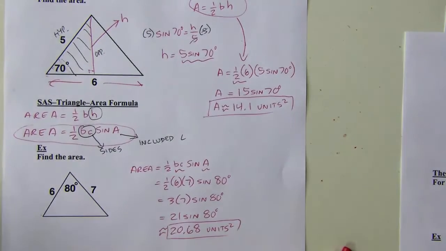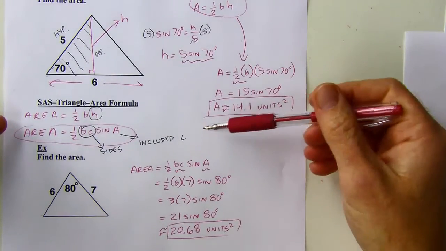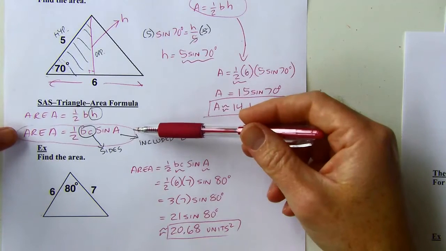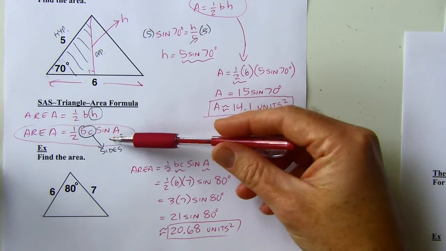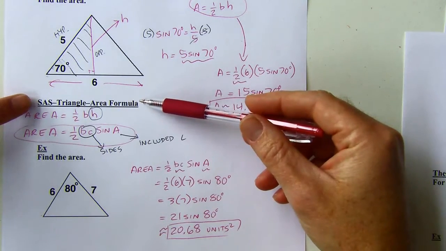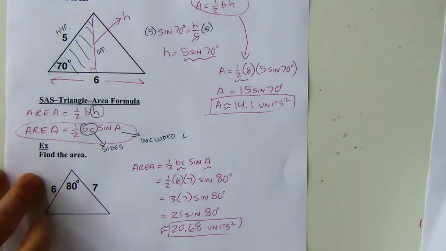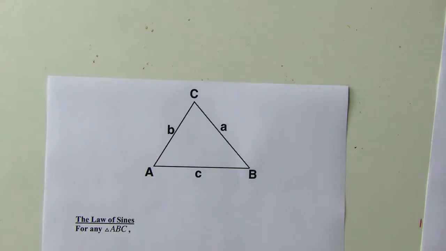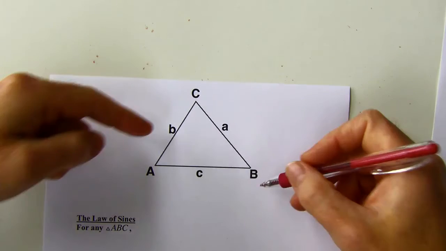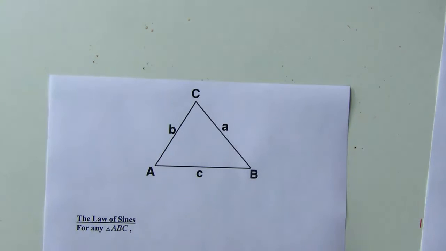Okay, the section is called the law of sines. This is not the law of sines, even though it does use sine in it. This is the SAS triangle area formula. Okay, so let's get to the law of sines on the next page. So I've got this triangle. Notice that side A is across from angle A and so forth. The B's are across from each other. The C's are across from each other.